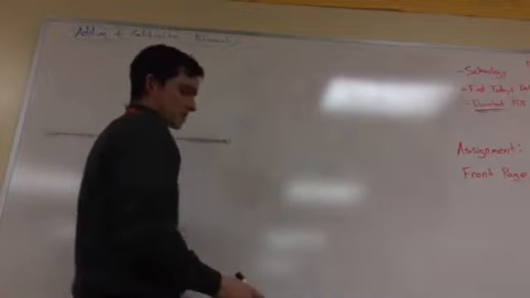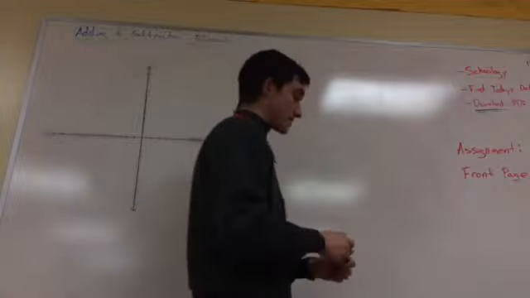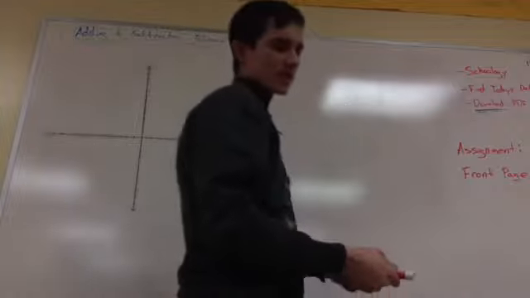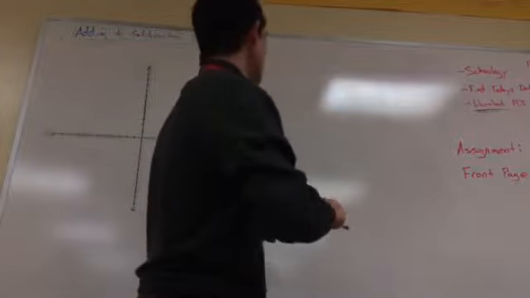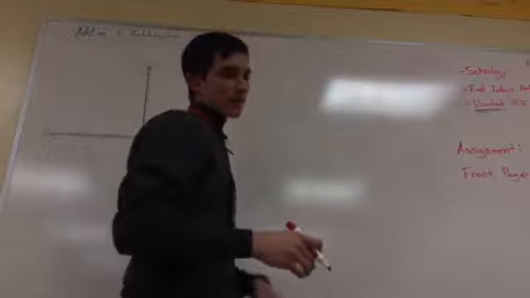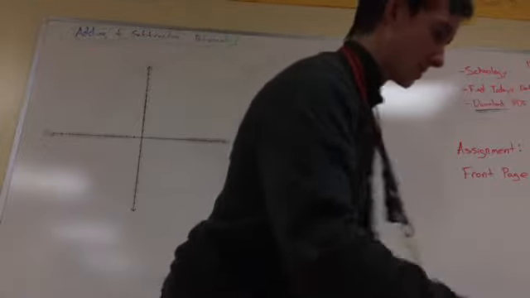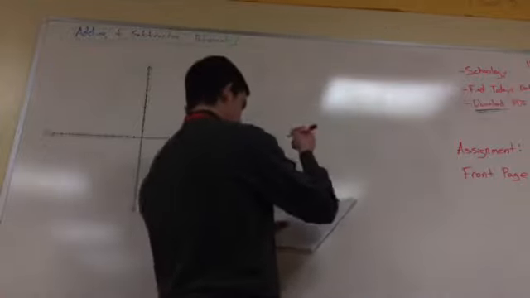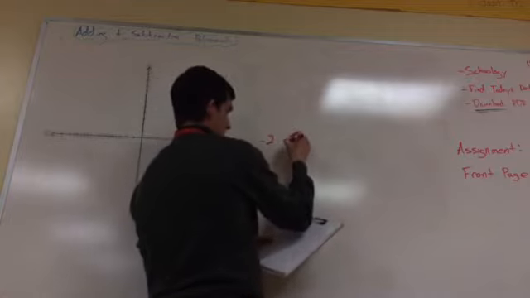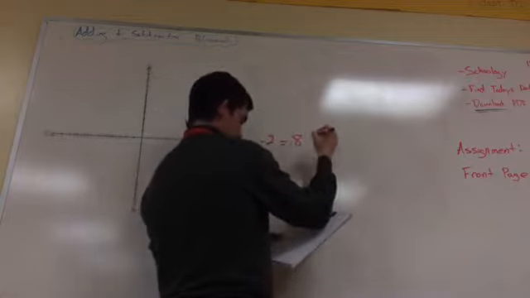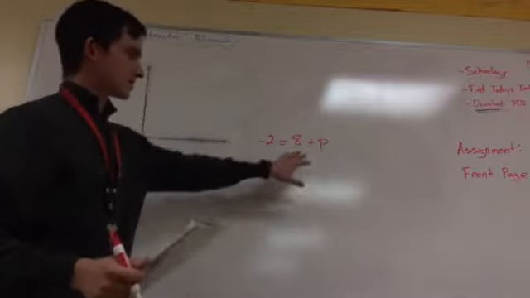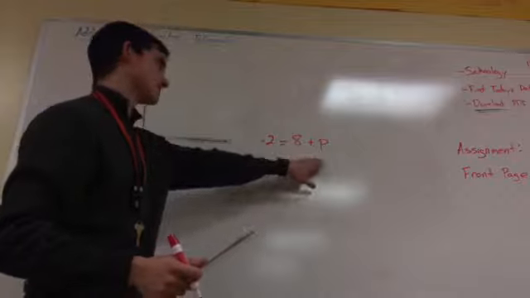So today we're going to be focusing on one-step equations. What I just worked for you there was a 2-step equation. One-step equations, very, very basic. So the idea of solving an equation is you're trying to isolate a variable. So for example, let me write down an equation here. So if I have -2 equals 8 plus p. To solve this equation, I'm trying to isolate a variable.